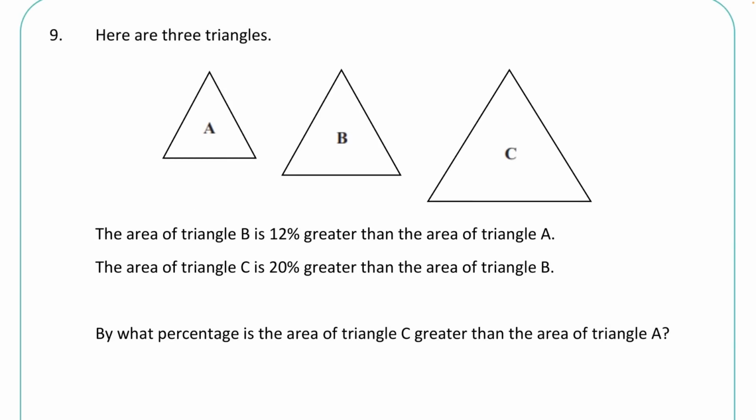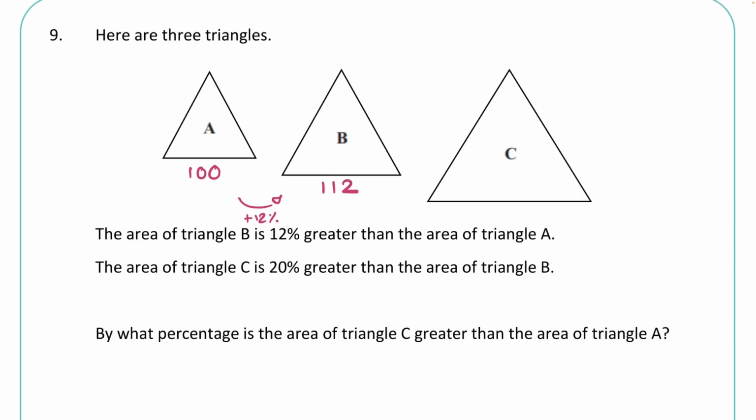Now typically, whenever there's a question that has no numbers, I will always start with 100. So I'm just going to label A 100. And I do that because it makes the first percentage very, very nice and easy to work out. So if we increase that by 12%, then triangle B, when we add 12%, well 12% of 100 is just 12, which is why it's really nice in that very first step.